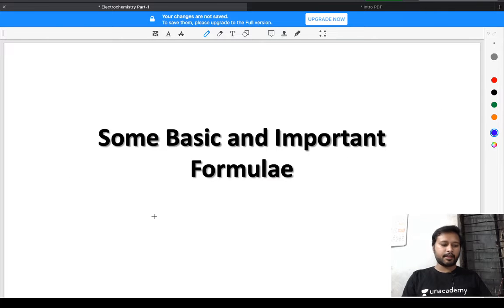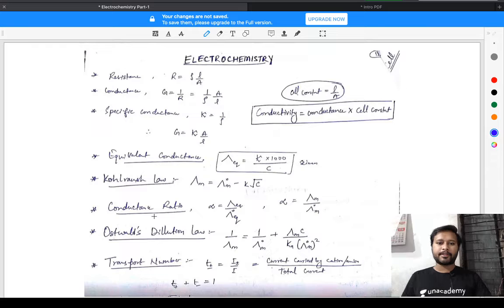Okay, fine. So let's talk about the formulas first of all. Electrochemistry starts from the very basic thing, that is from resistance, conductance, and all those terms. So it starts from there. Resistance is given by the formula R equals rho L upon A. That is the formula to calculate resistance, right?